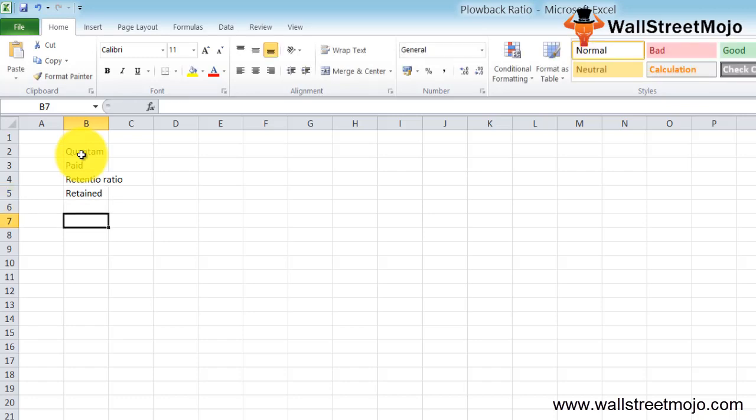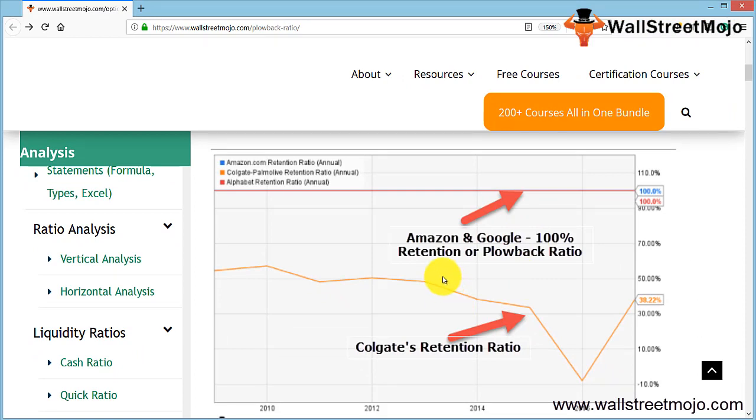Like for instance, a firm is having a plowback of, let's say, 1.5%. It indicates very less or no dividend has been paid and most of the profits have been retained for the business expansion. Now what we note from this above graph, which shows Amazon, Colgate, and Google, we see that Amazon and Google have a plowback ratio of 100%, and they retain 100% of the profit for reinvestment. Whereas, if you see Colgate's plowback, it is just standing at 38.22% in 2016.